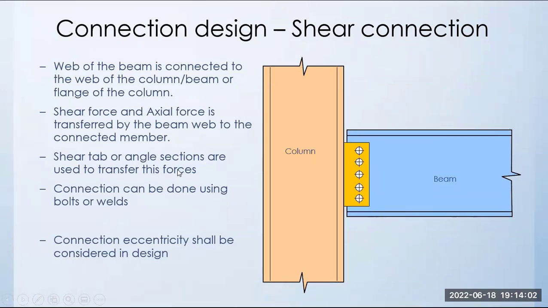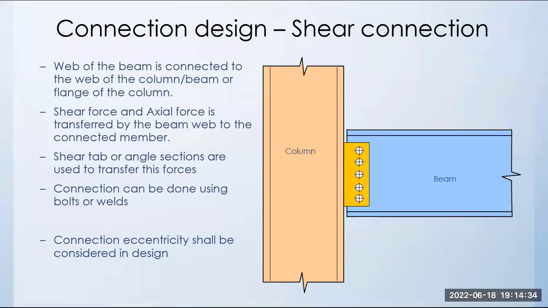The connection can be done using bolts as well as welds. Here we have shown the bolt, or we can make it a weld as well. The main point is that the connection shall be designed for the eccentricity, because the load from the beam will be transferred from this location to the axis of the member. So that eccentricity we have to consider during the design of the connections. This is all about the shear connections.